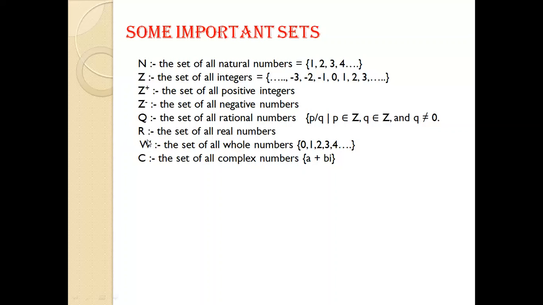Now we see capital W. So capital W denotes the whole numbers, which start from 0, 1, 2, 3, 4, and go to infinity. Now we see capital C. So capital C denotes the complex numbers, which are represented by a plus bi in brackets.